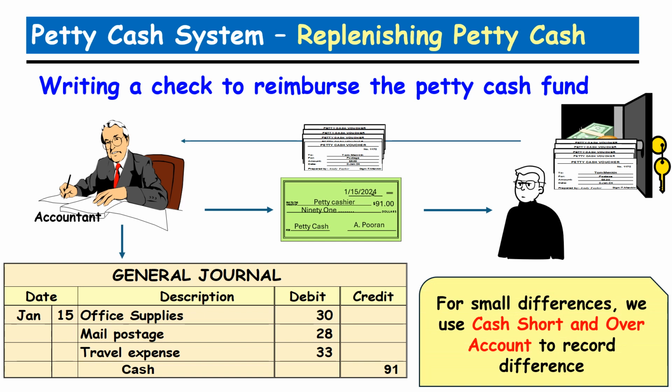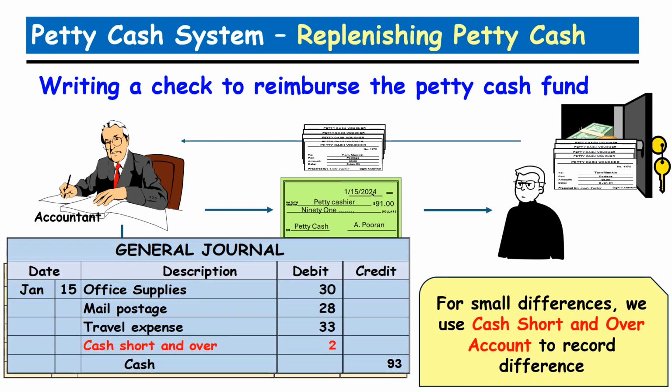Now, on occasion, there might be some small differences. As I told you, the total of the petty cash vouchers and the cash left in the locker must equal the original amount of the petty cash. However, sometimes there are small differences. Those small differences are recorded in the cash short and over account.